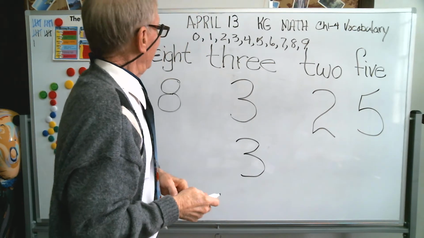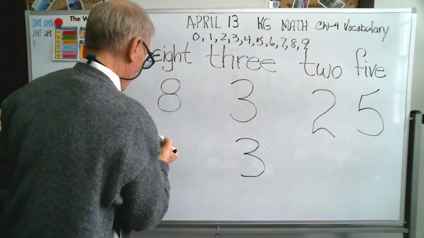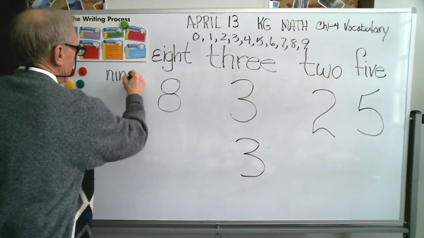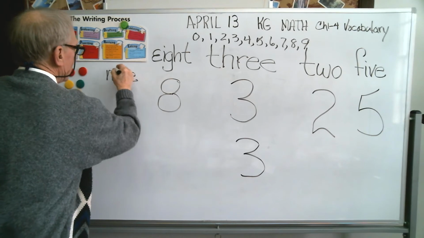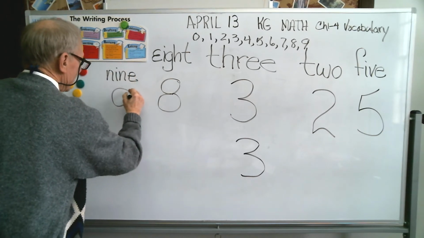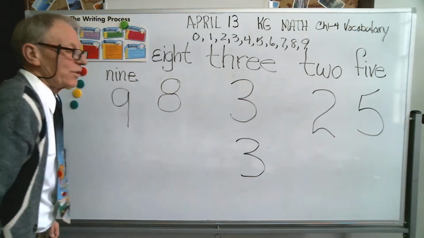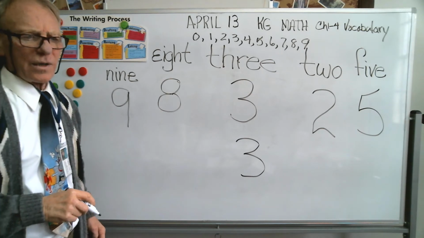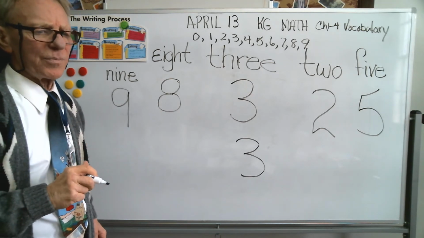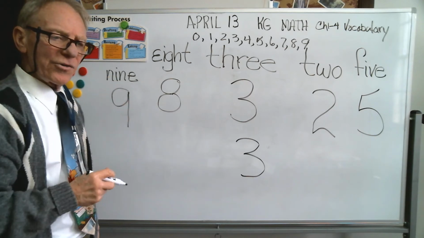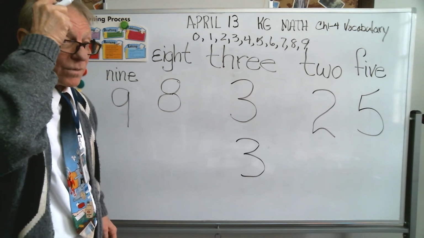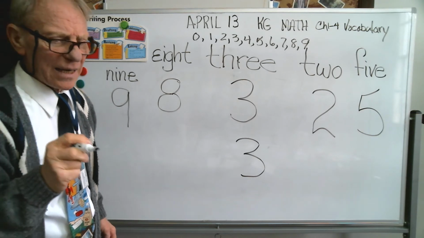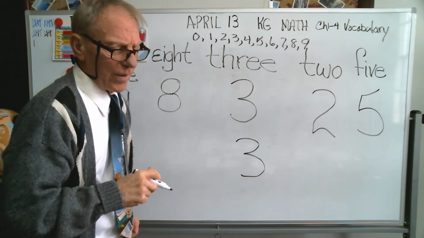Then we add yet still another number, and that number is 9. N-I-N-E. And that's what your 9 looks like. Now there's all kinds of practice in the book. You can practice writing those numbers because in order to understand them, you got to be able to write them and someone has to be able to read them. So practice writing those numbers.